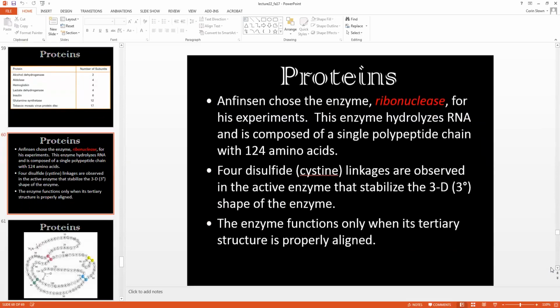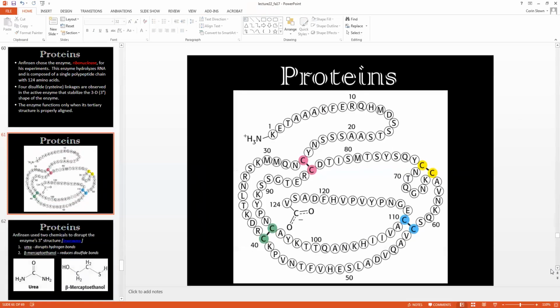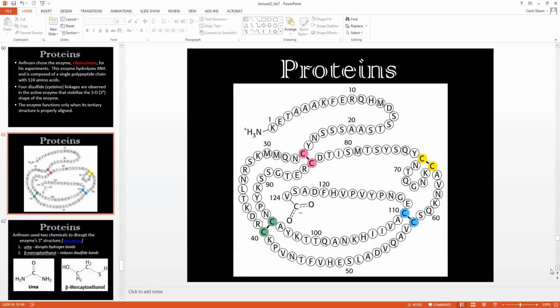When we think about the primary through quaternary structure of proteins, a really elegant experiment that divulged this was Anfinsen, who looked at ribonuclease. This is an enzyme that hydrolyzes RNA and is composed of a single polypeptide chain with 124 amino acids. 4 disulfide, or cysteine, linkages are observed in the active enzyme that stabilize the 3-dimensional structure. This enzyme functions only when its tertiary structure is properly aligned. So here's an example of ribonuclease.